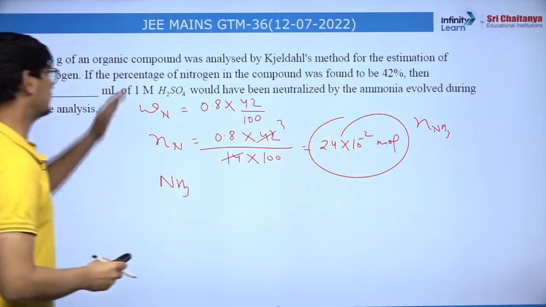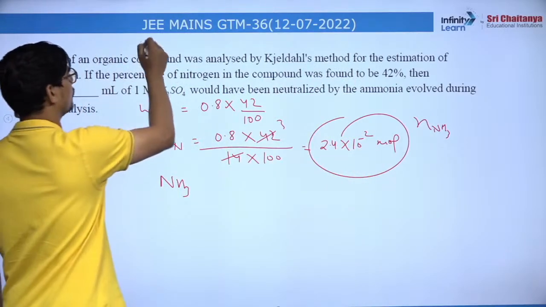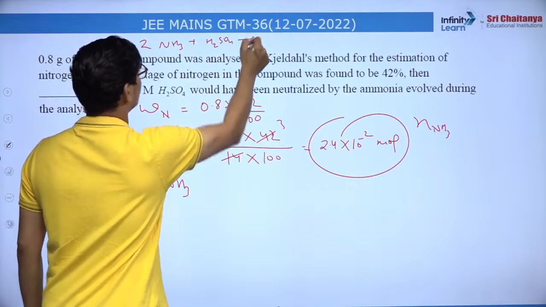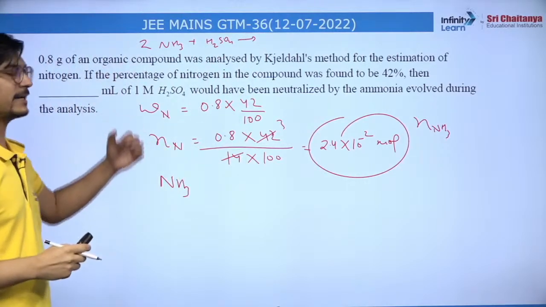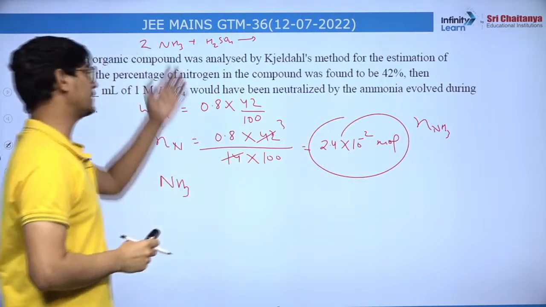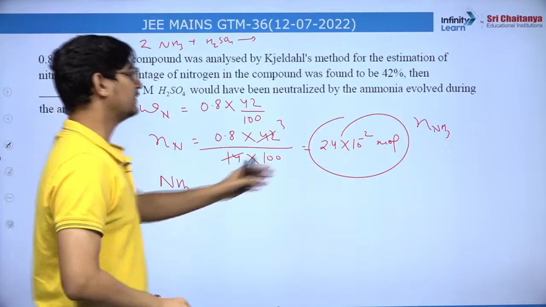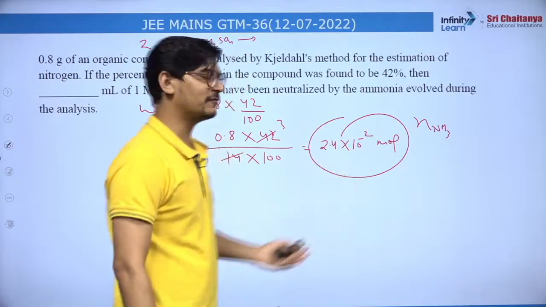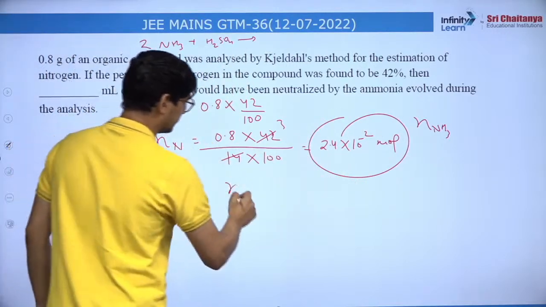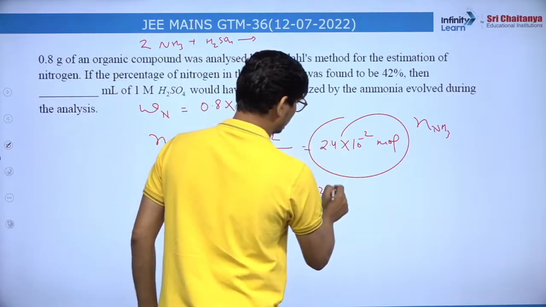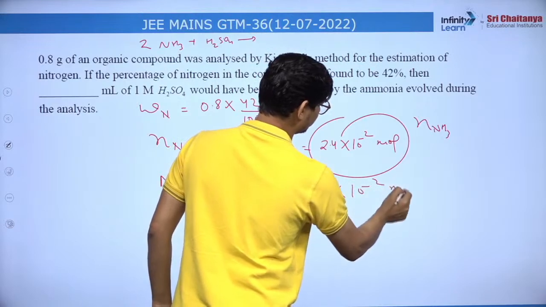Now it is reacting with sulfuric acid. So you guys know what the reaction is? 2NH3 plus 1H2SO4. That means ammonia is actually twice the amount of sulfuric acid because its n factor is 1 and the n factor for sulfuric acid is 2. So if the number of moles of ammonia is this much, the number of moles of sulfuric acid will be half. So it will be 1.2 into 10 to the minus 2 mole.